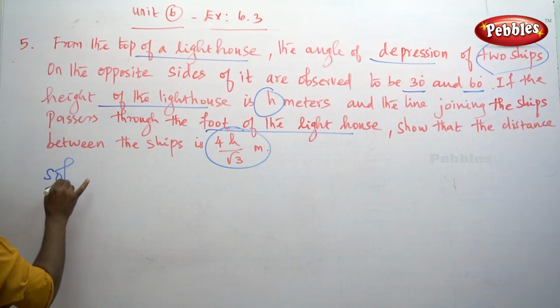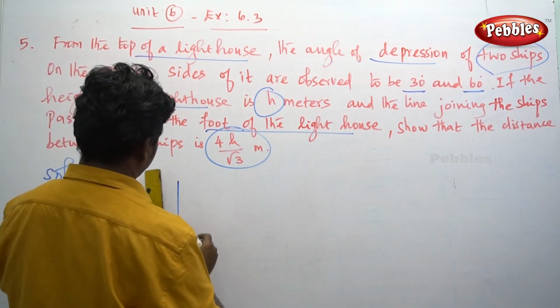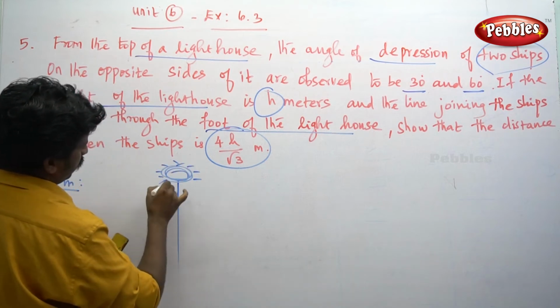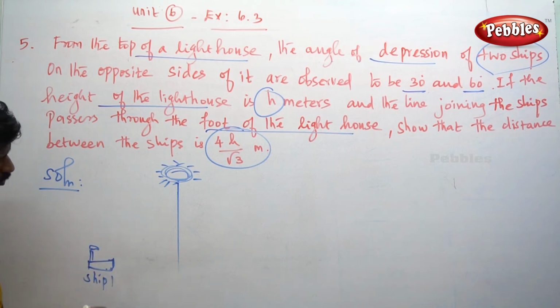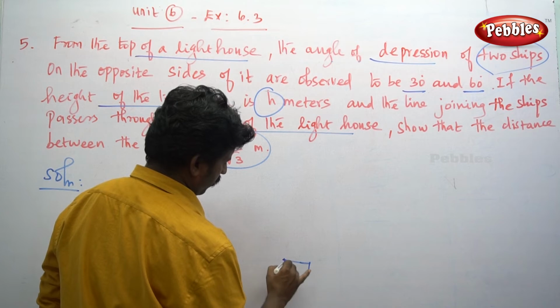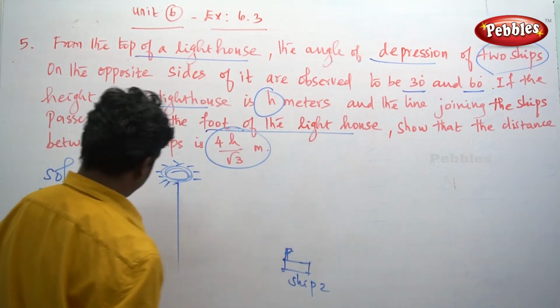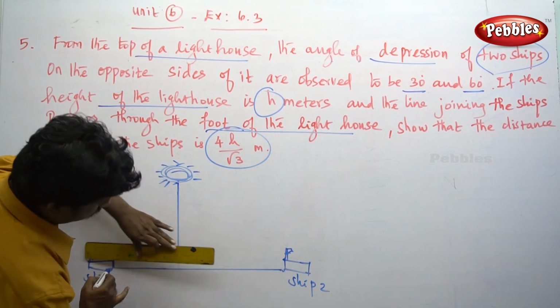See here, now I am going to draw the diagram. So this is the lighthouse, right? This is a lighthouse. Now here two ships in the opposite direction. This is ship 1, right? This is ship 1. Here ship 2, right? So this is ship 1, ship 2, on the line joining, the same line, right?